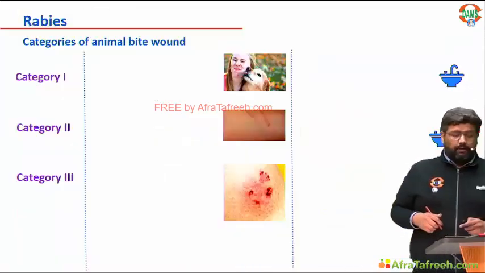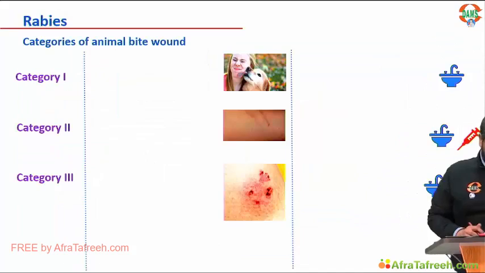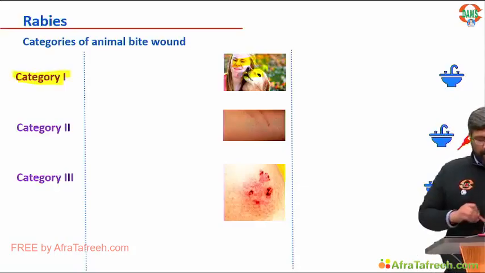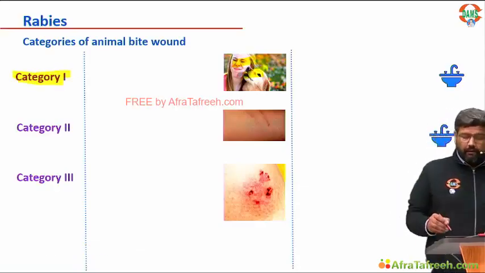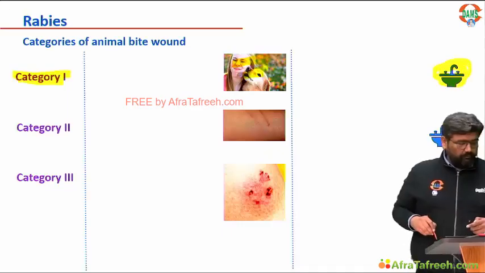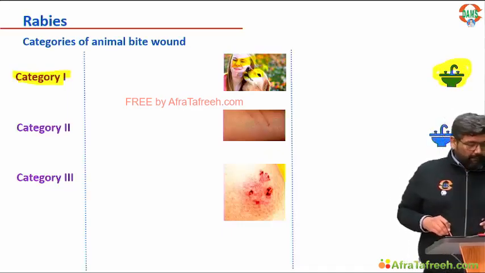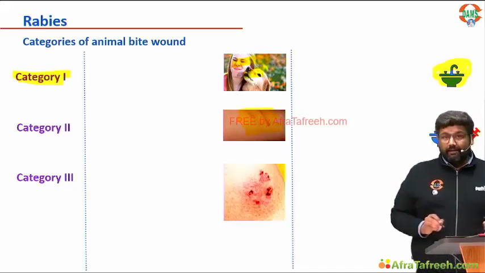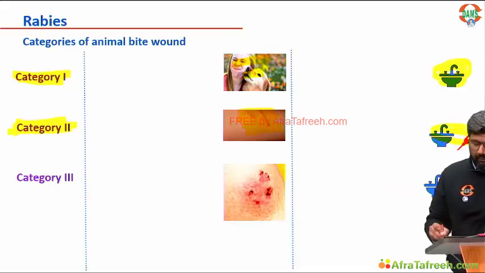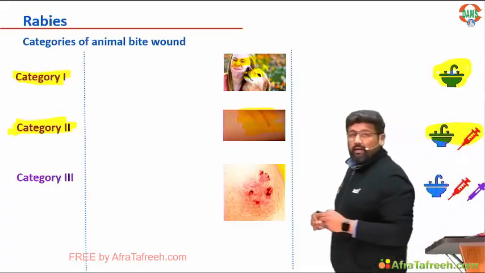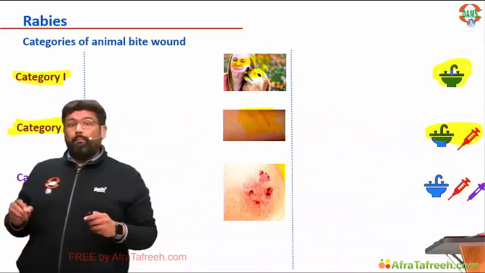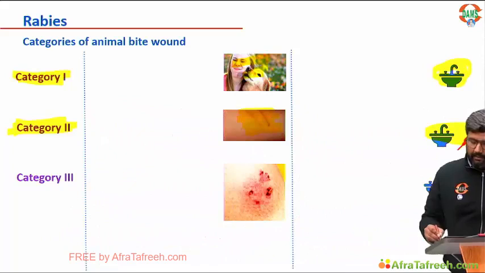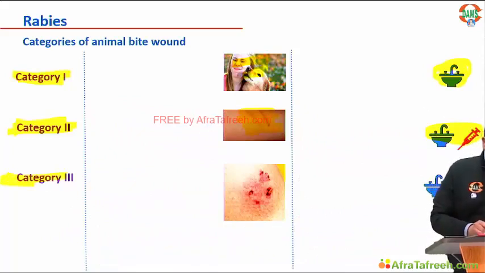Done, sorted. Now coming to rabies. If there is licking by a dog, it is category 1. We do only washing. If the dog bites but no blood, category 2. Here we give washing plus vaccine. But if there is blood, then we give vaccine plus immunoglobulins, and this is category 3.